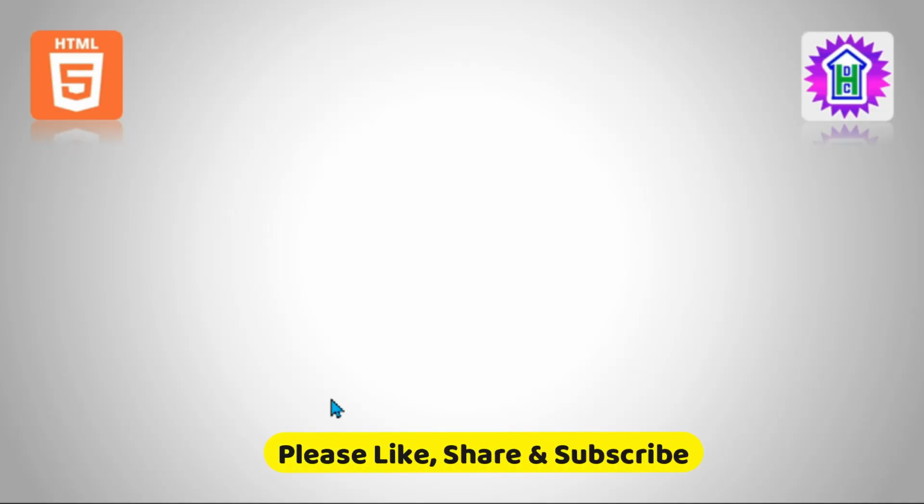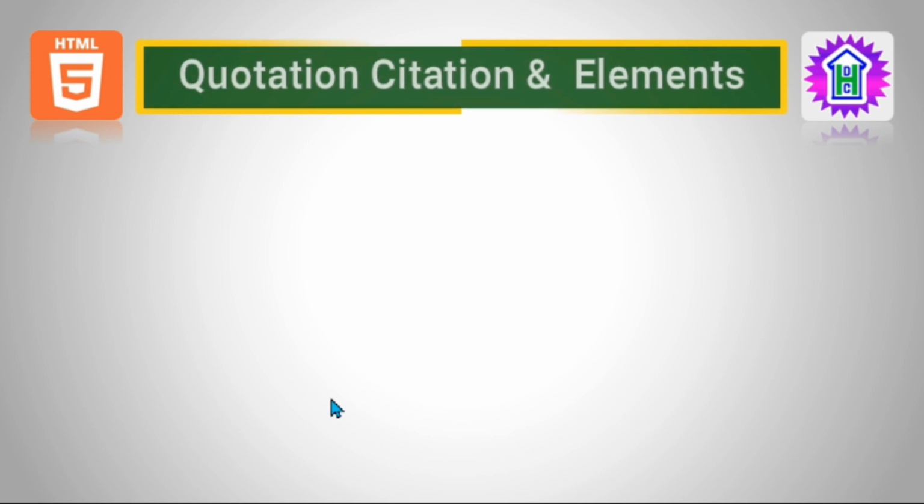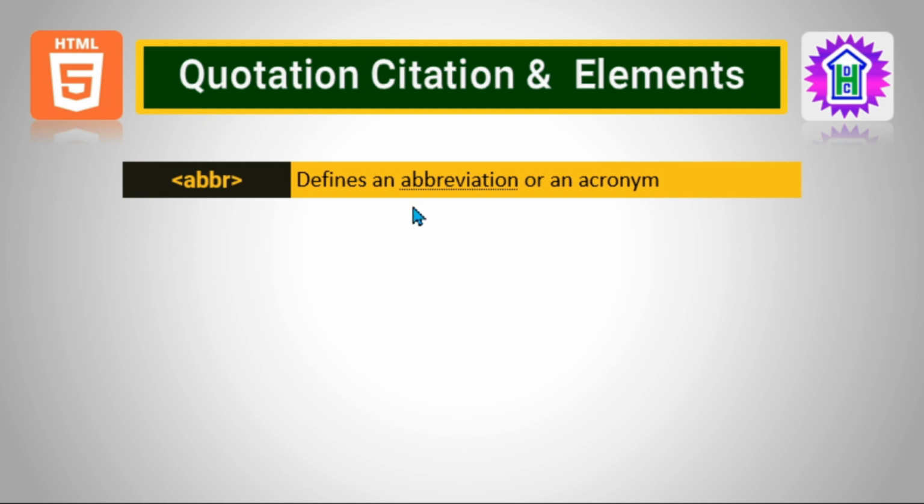Now let us move to the quotation and citation element section. The first element we'll be using is ABBR. It defines an abbreviation or acronym that will be displayed with some dotted underline.